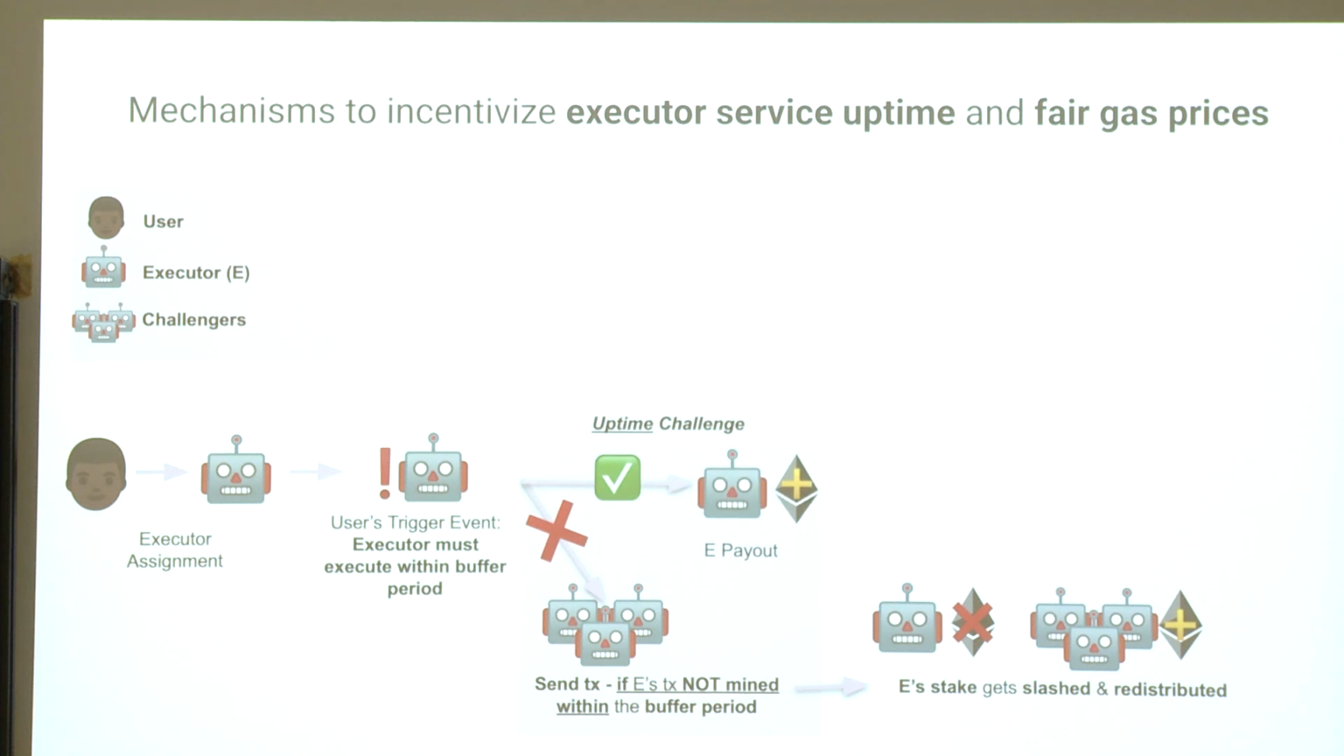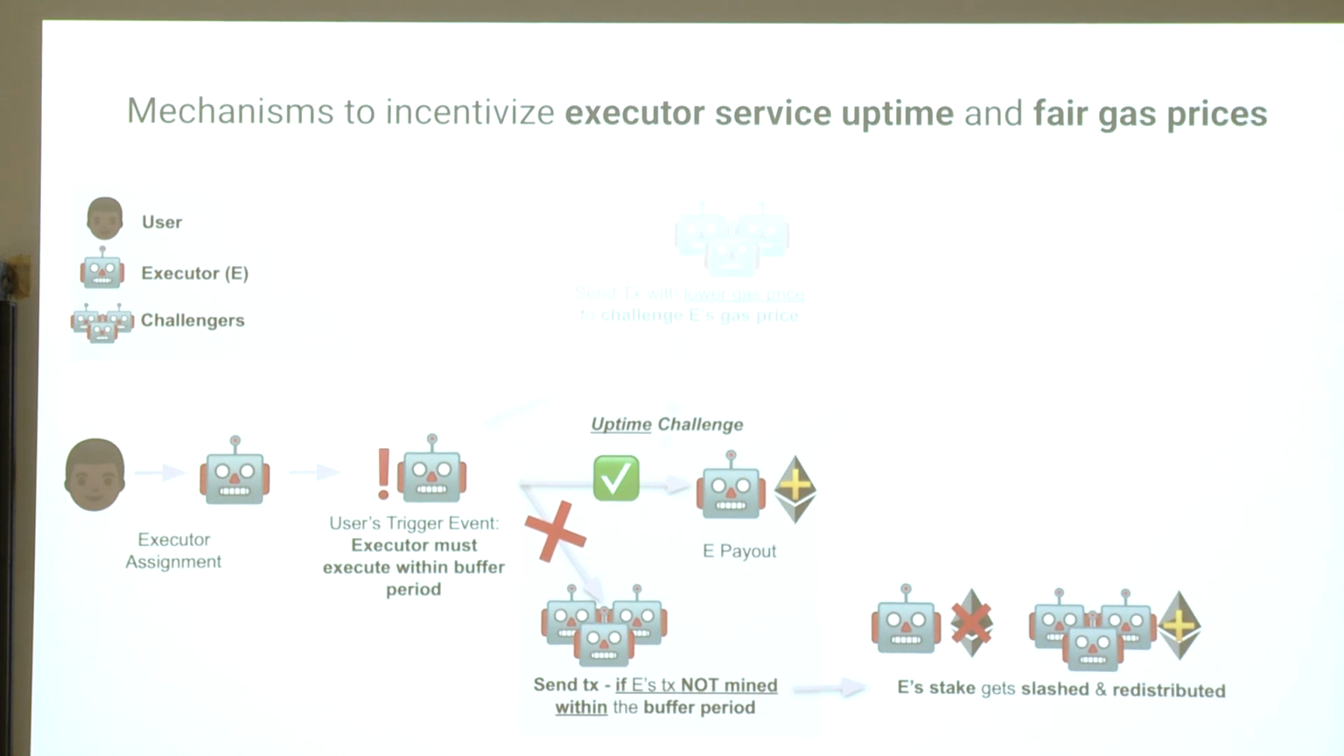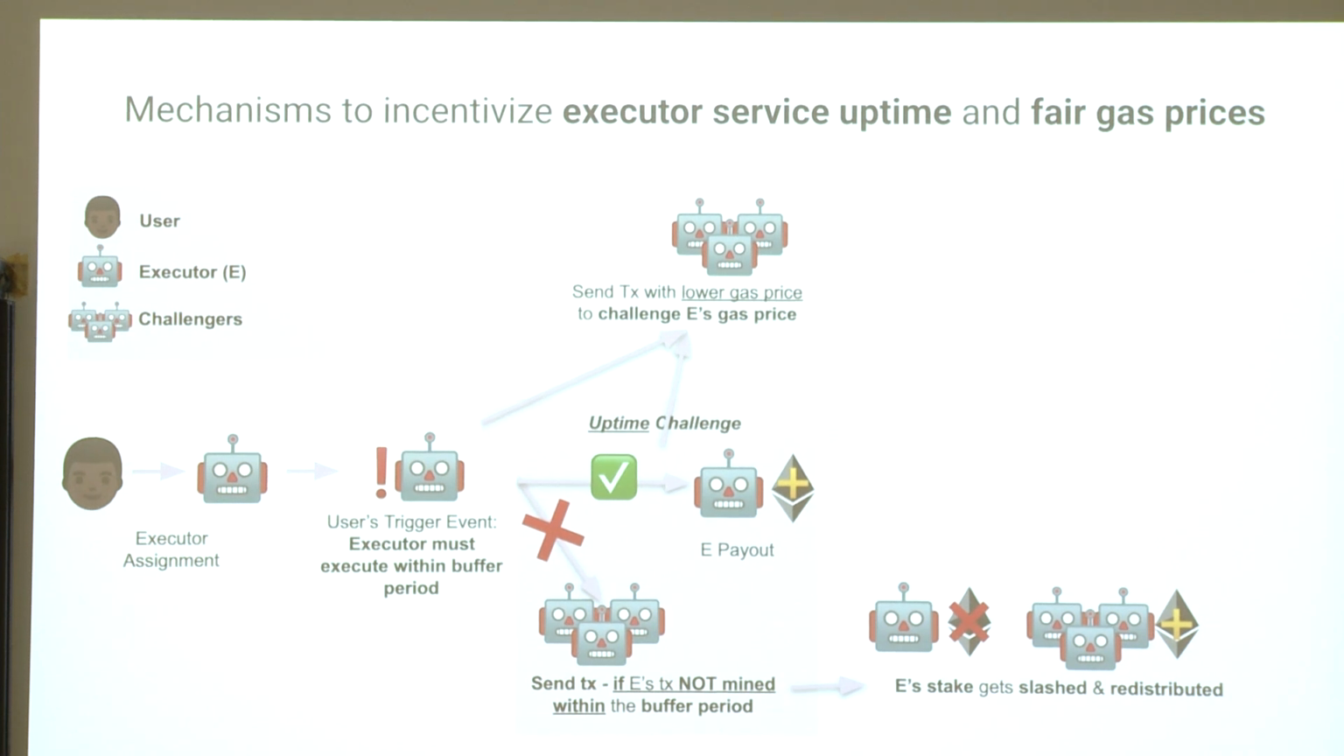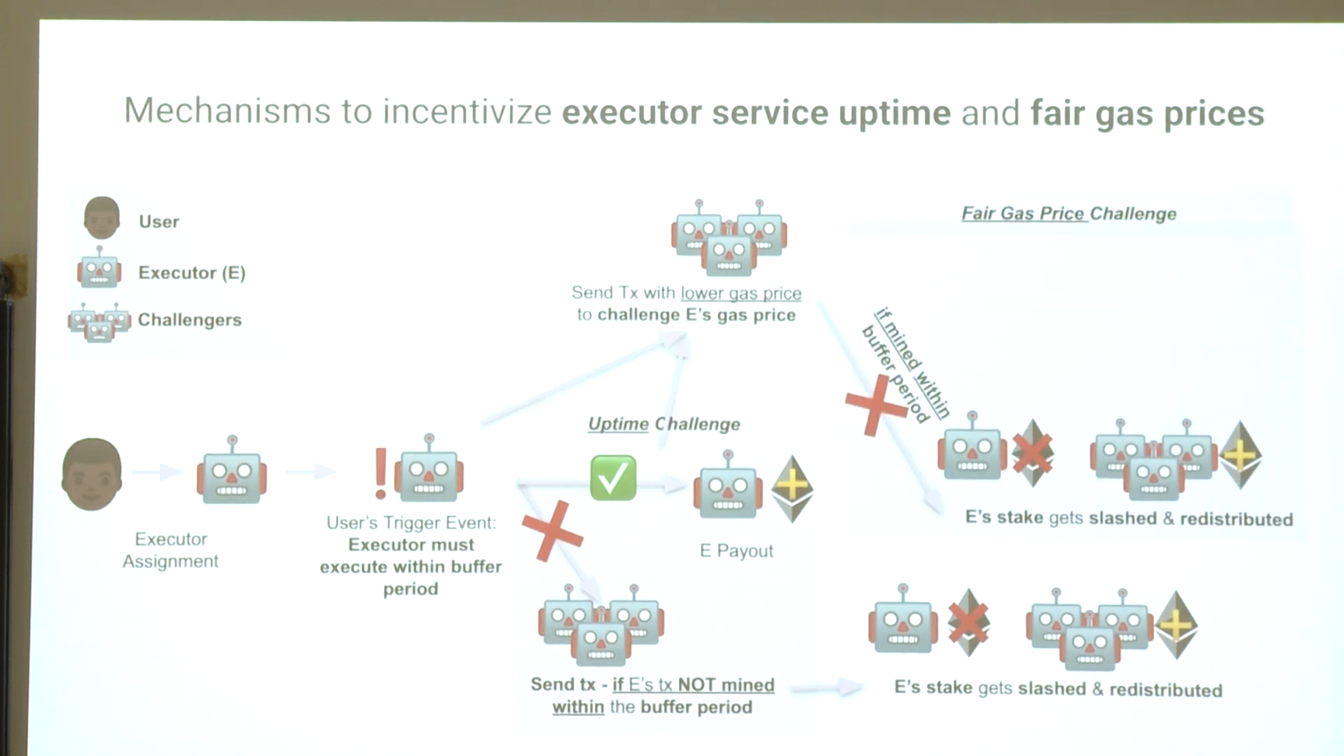However, if they don't challenge, or if the executor's transaction does get mined within the buffer period, the executor should get their payout. There's also a second game, a lower gas price challenge, where challengers can send a transaction with a lower gas price than the executor used. And the idea is that if they get included in a block within the buffer period, they've basically proven that the executor could have used a lower gas price. Therefore, the executor gets slashed and the stake gets redistributed to the challengers. However, if they do not get included within the buffer period, they haven't proven anything, so the executor basically used the correct gas price and gets a payout.